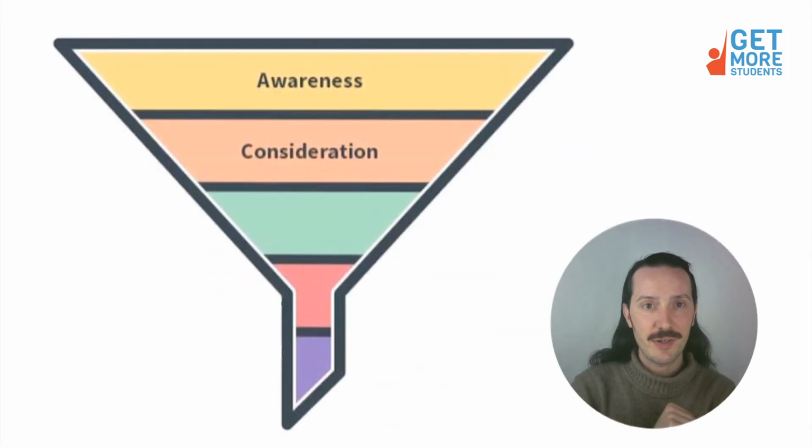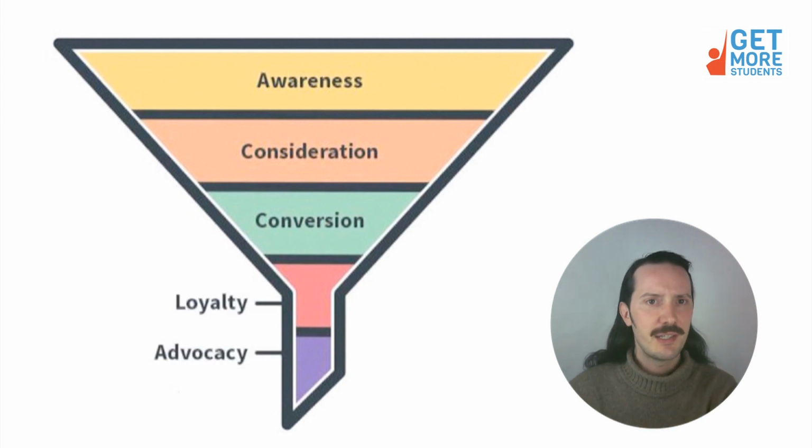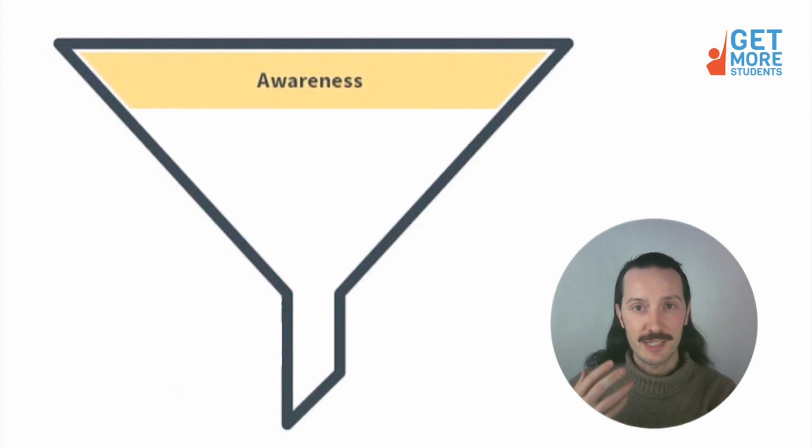You can break down the stages in lots of different ways, but today we're going to break it down like this: awareness, consideration, conversion, loyalty, and advocacy. Let's briefly explain each step, and then I'd like you to get a pen and paper so we can get a bit interactive. So, awareness is where the lead hears about you.